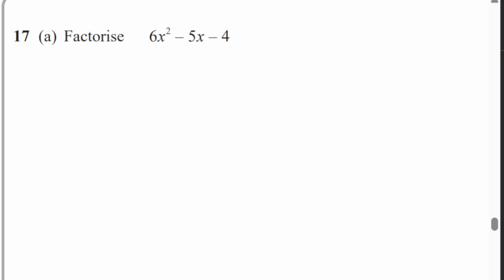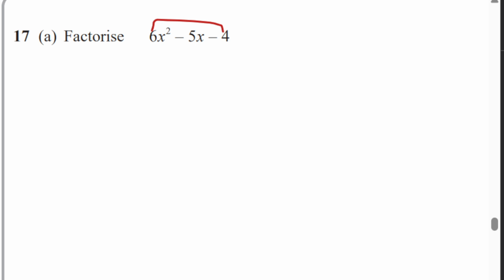Question 17 is 4 marks. The question has two parts. Part A says factorize. There are many ways to do this. Let's do two ways. The easier way is you multiply these.